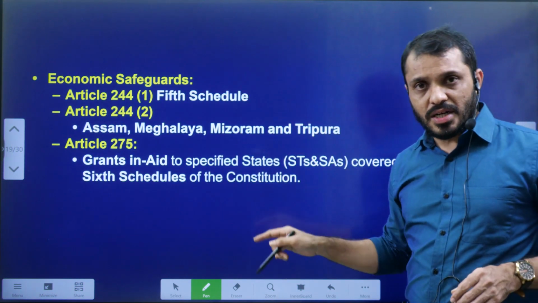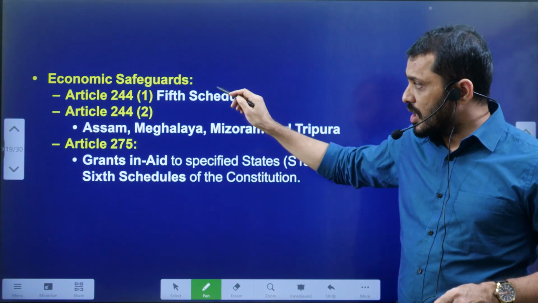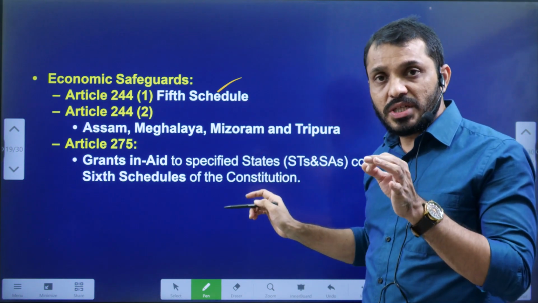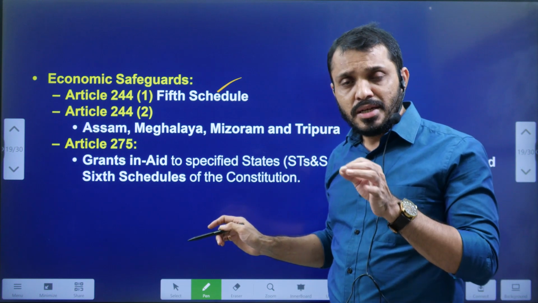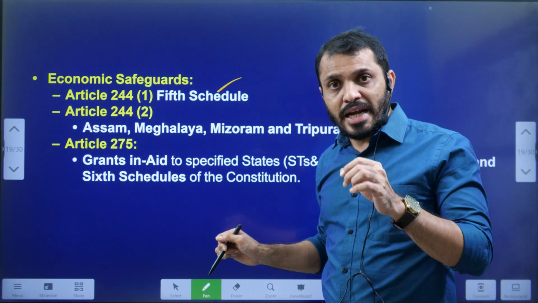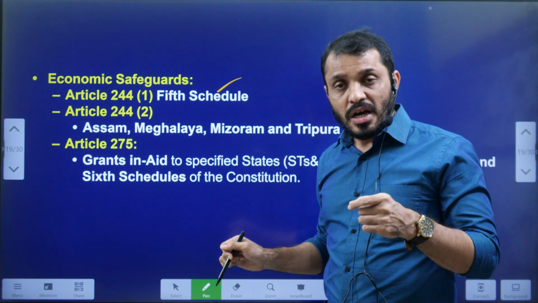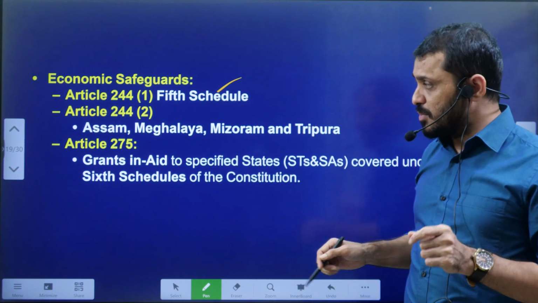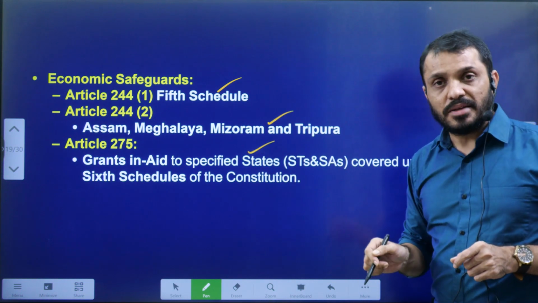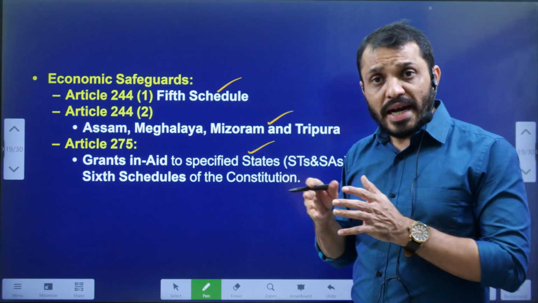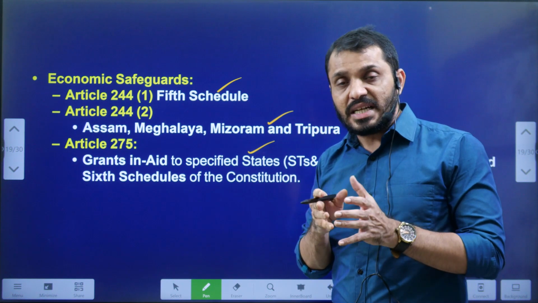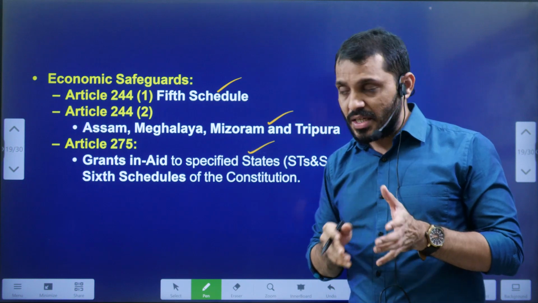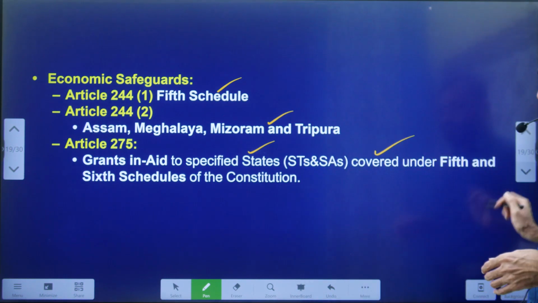Then economic safeguards. Article 244, clause 1 talks about the Fifth Schedule. If any tribal area is put under the scheduled area, that means the tribals cannot sell their land to anyone other than tribals. Article 244, clause 2 mentions Assam, Meghalaya, Tripura and Mizoram. And Article 275 talks about grants given by the Union government to state governments, especially the states which have scheduled areas.